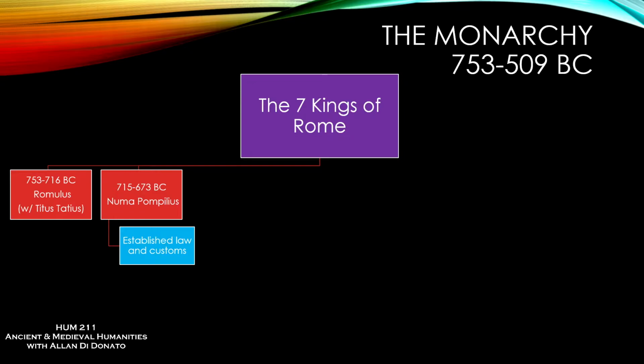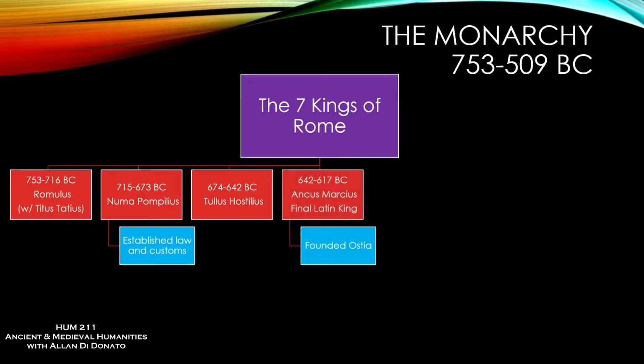Most historians don't accept these. The third king, Tullus Hostilius, just like his name indicates, was kind of a man of war. Apparently he was struck by lightning, killed by the gods at the end of his life. And then the last of the Latin kings was a guy by the name of Ancus Marcius, about 642 to 617. He was credited with founding the port of Rome down the Tiber River, right at the west coast of Italy, a town by the name of Ostia. Okay, it's going to be Rome's port city.